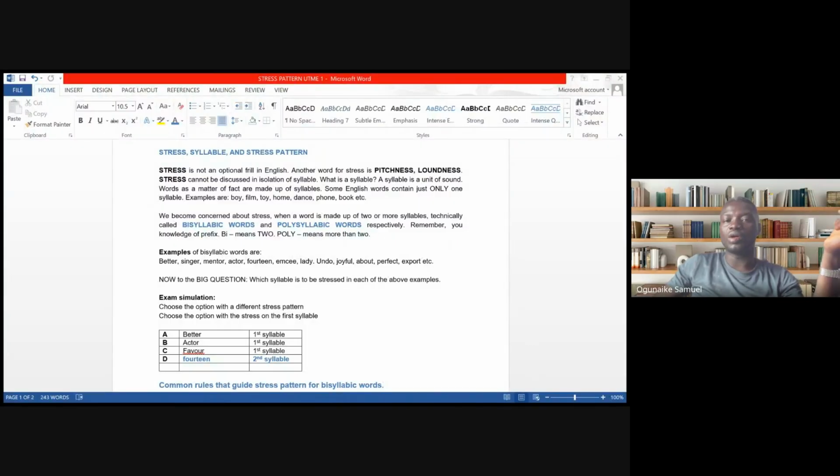Now, look at the way it works. There are some rules, and I'm going to say common rules that guide stress pattern for bisyllabic words. Because you're not aware of these rules, and guess what? Whatever you don't know, you can't handle. Okay, so because you're not aware.